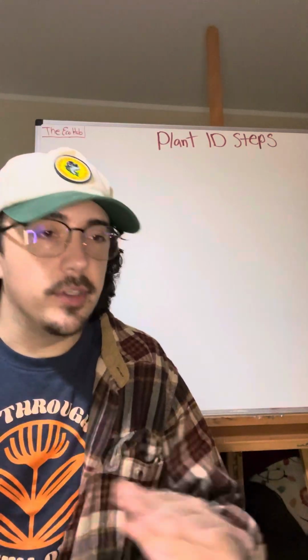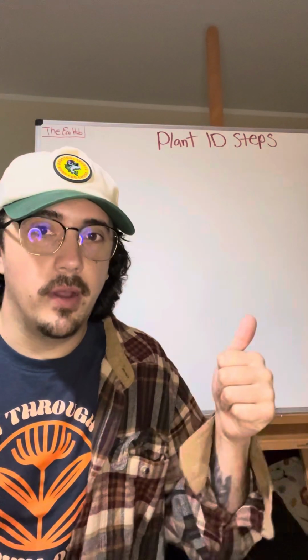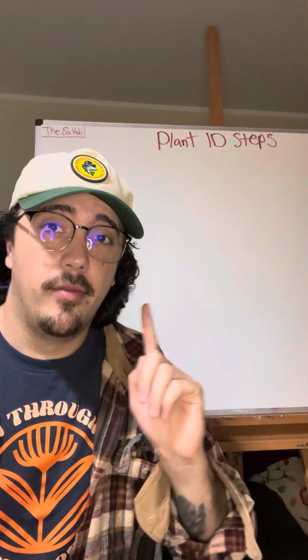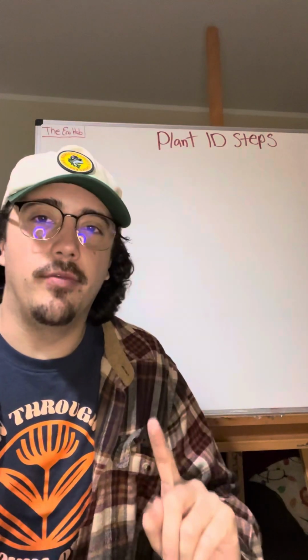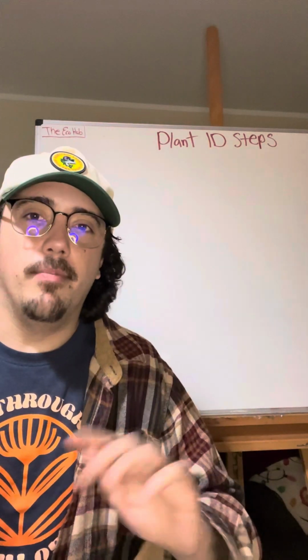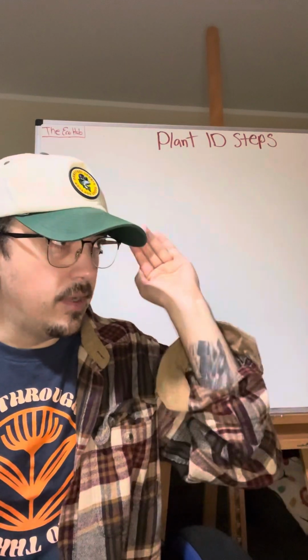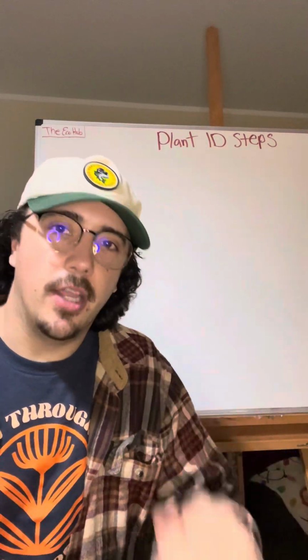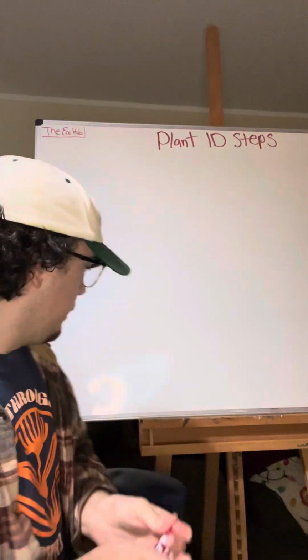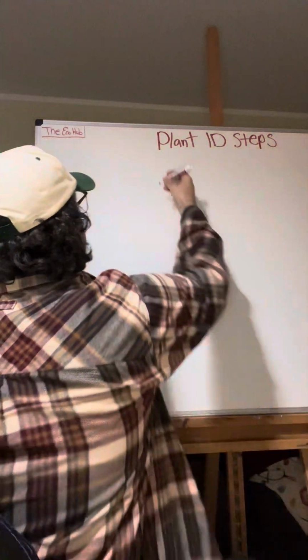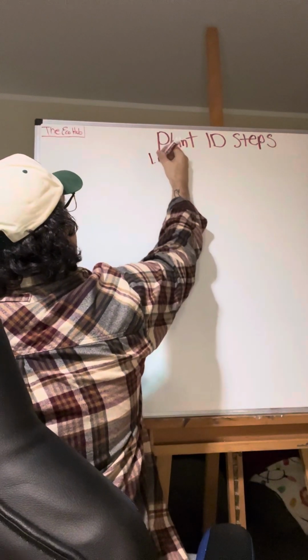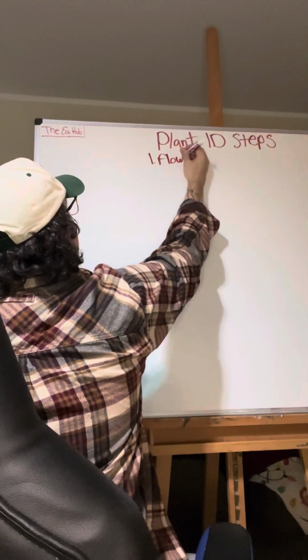But first and foremost, number one, we're going to write down right here: flowers. Find flowers. Look at the flowers. They are the best, number one, upper echelon. That is what's going to tell you what something is, the flowers. Put that down right here. Flowers.